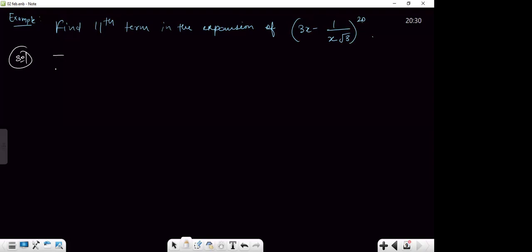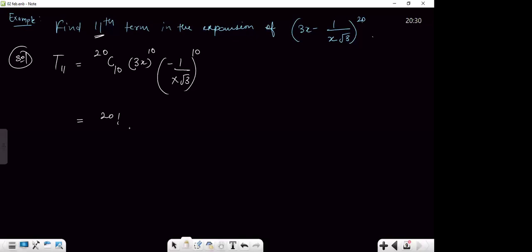To find the 11th term, the formula of the (r plus 1)th term is nCr, and n is actually 20 here. So 20C10 (3x) raised to power... my mistake, no mistake. We have to find the 11th term, so r plus 1, r is 10 here only. 20 minus 10, that becomes 10. Minus 1 raised to power 10, times (x√3)^10. Minus 1 raised to power 10 becomes plus 1.